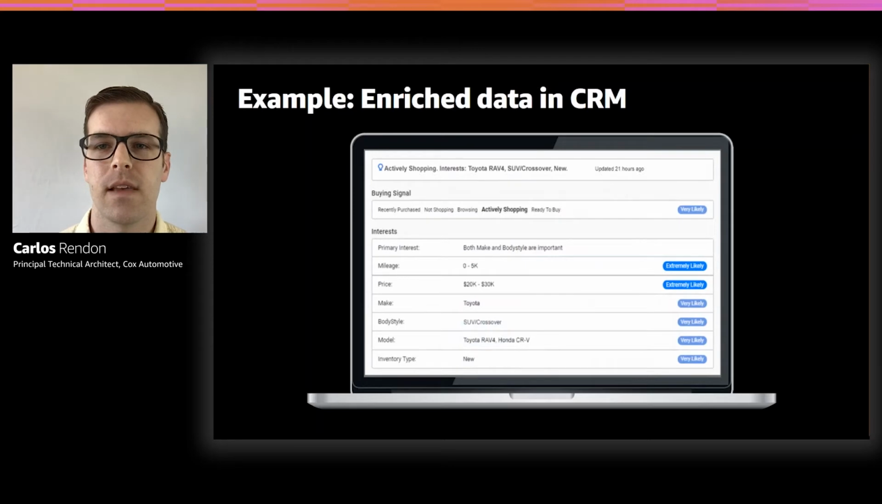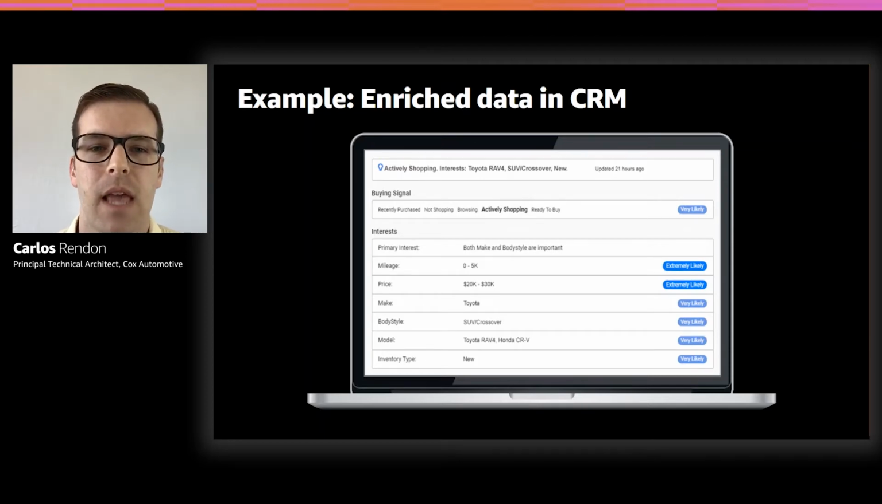Let's look at a second example that we're enabling. This screen that I'm showing you is one of the screens that's present in the VinSolutions CRM. And this screen would be looked at by a salesperson at the car dealership, either when you're there in person or when they're calling you to follow up on a lead.